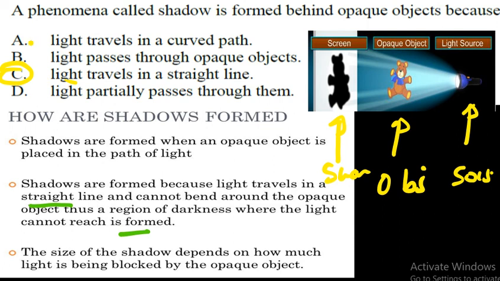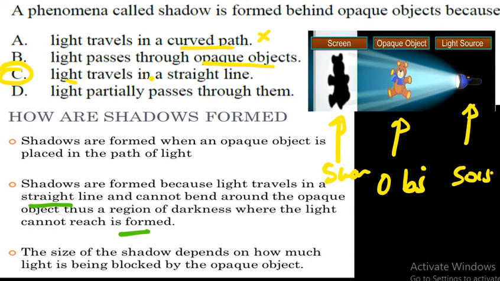For example, look, choice A says light travels in a curved path. Completely wrong. B, light passes through opaque objects. No, it can't. You know, there are three types of objects: opaque, transparent, and translucent. Transparent, the best example is glass. Light can pass through. Translucent, the best example is a single sheet of paper. Light can pass partially.